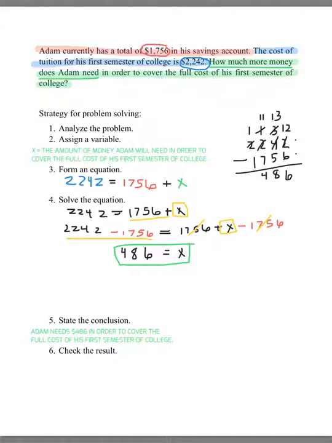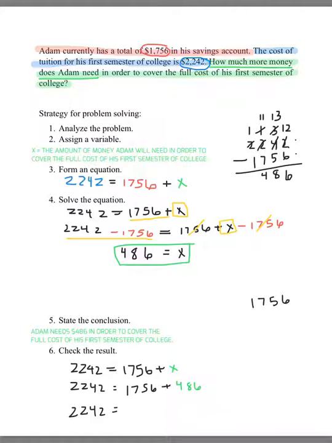So now let us check the result. Again, when checking the result, you want to start off with the original equation found in step 3. So we're going to have 2,242 is equal to 1,756 plus x. However, we now know the value of x, so I'm going to substitute that in. And we'll end up with 2,242 is equal to 1,756 plus 486. So now what we need to do is simplify the right-hand side of the equation while the left-hand side stays the same. So I'm going to do that off to the side.